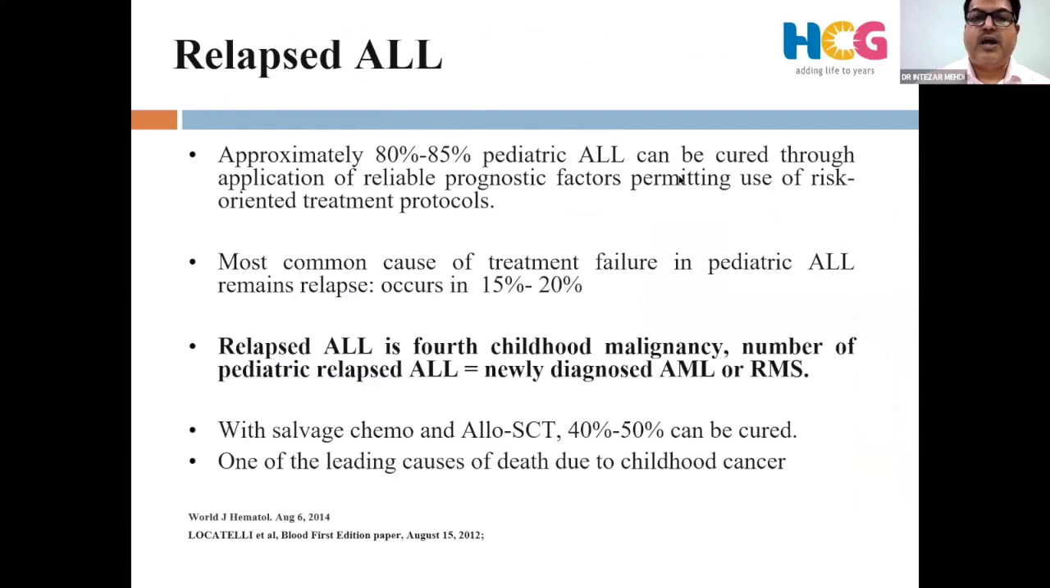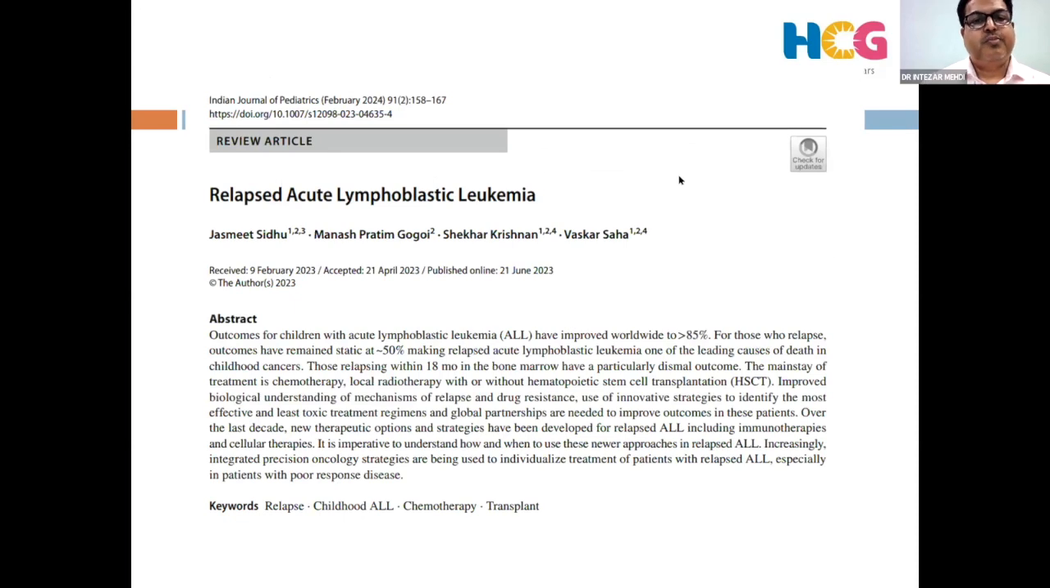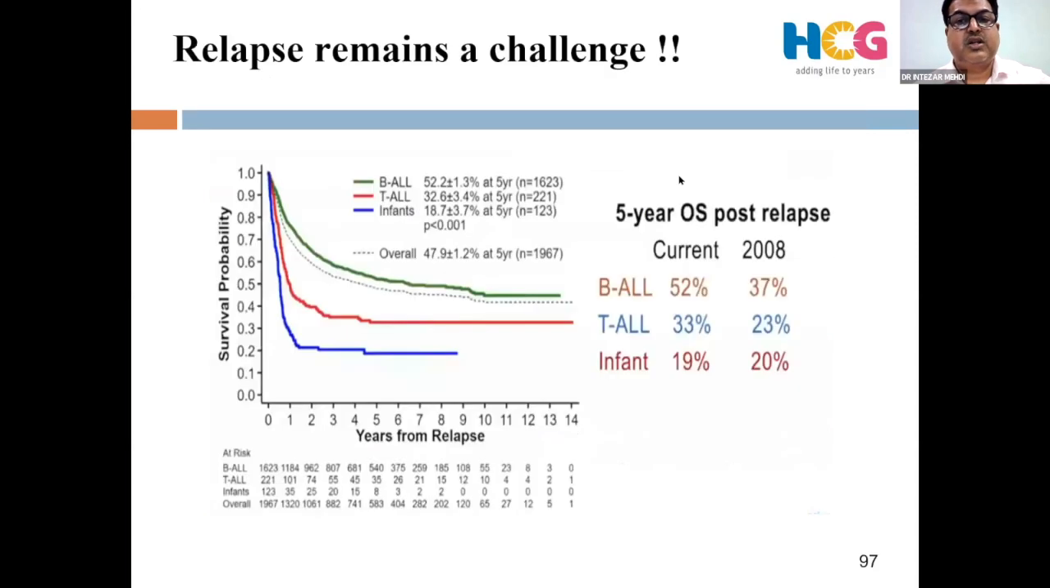Now, lastly, let's talk about relapsed ALL. As we all know, almost 80 to 85% of children with ALL will be cured, but 15 to 20% will relapse. So relapsed ALL is the fourth most common childhood malignancy, as we call it. And now with the current contemporary protocols, we are able to cure only 50% of them. And this is a beautiful paper by Jasmeet Sidhu and her team, talking about relapsed acute lymphoblastic leukemia, a February 2024 paper. They say that only about 50% of the patients are controlled or cured, and it is high time that we start incorporating immunotherapies and cellular therapies.